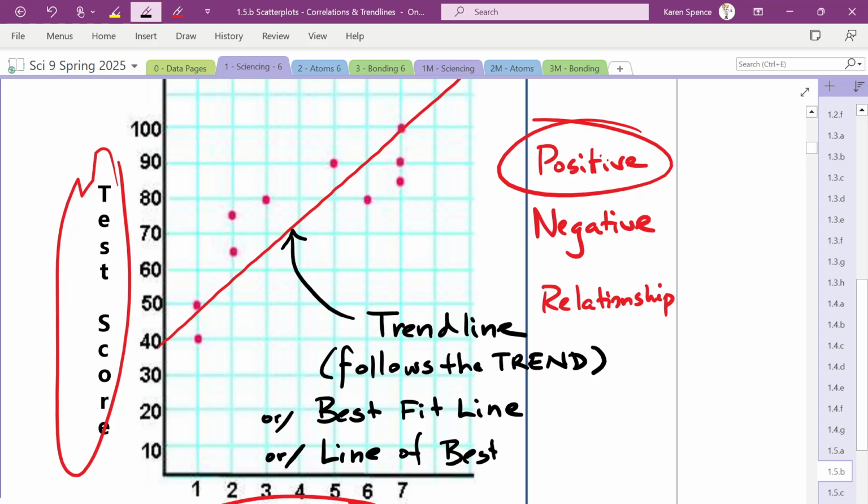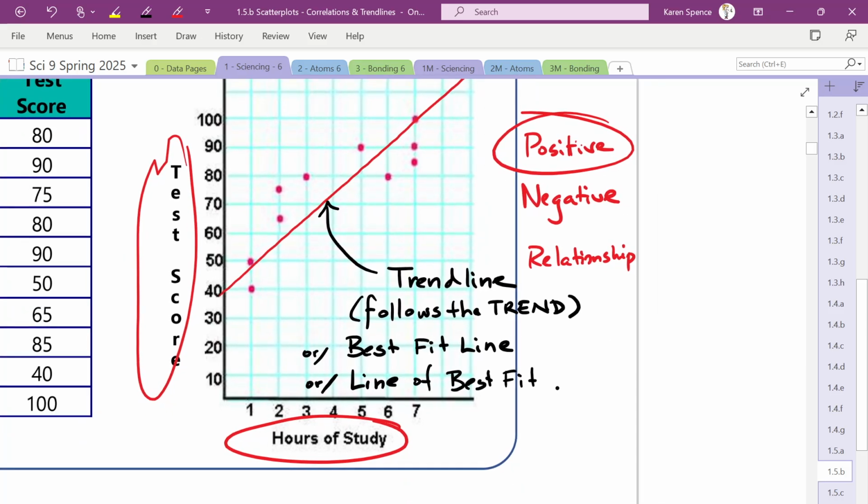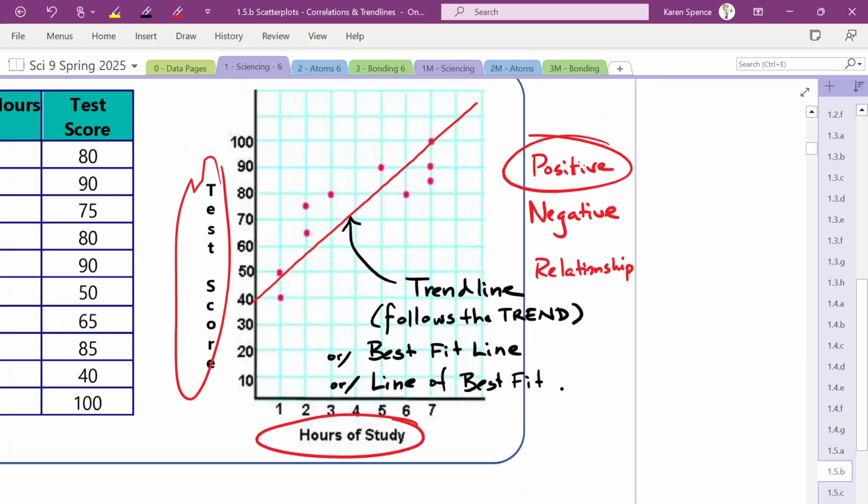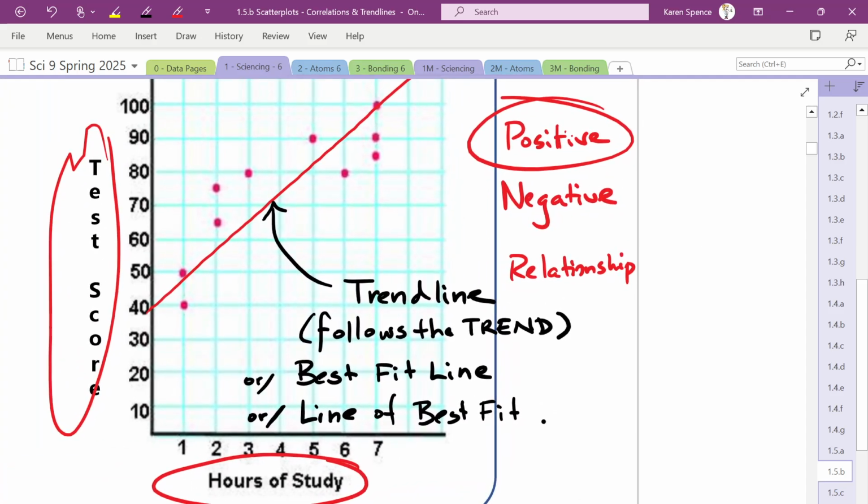Okay, line of best fit. Tiana, do you have your workbook? Okay, cool. So we good with that? We got 3 different names. We got trend line, we have best fit line, or line of best fit. Okay.